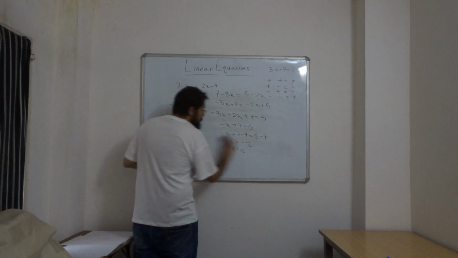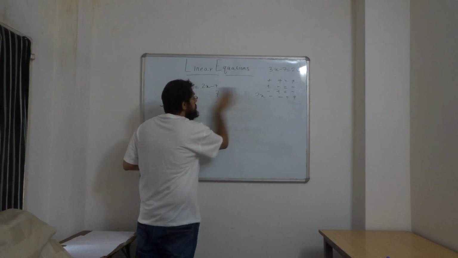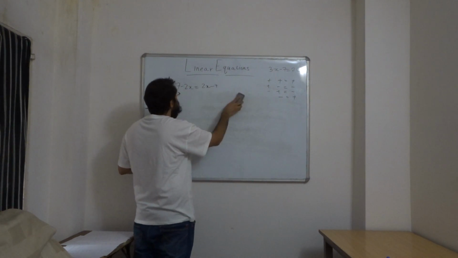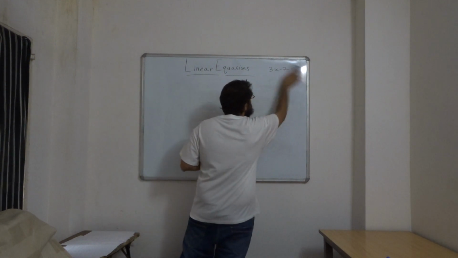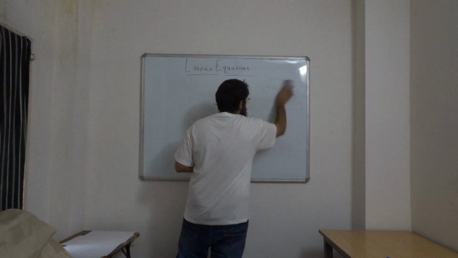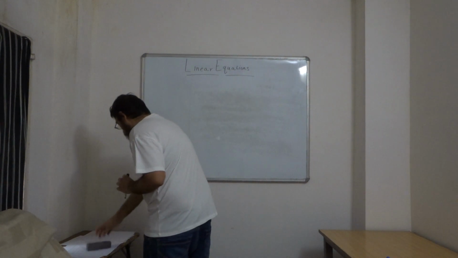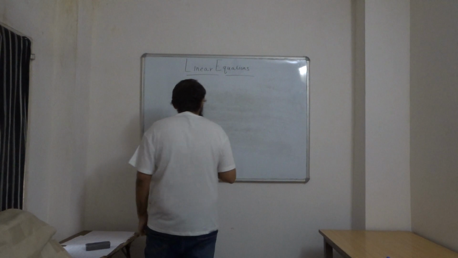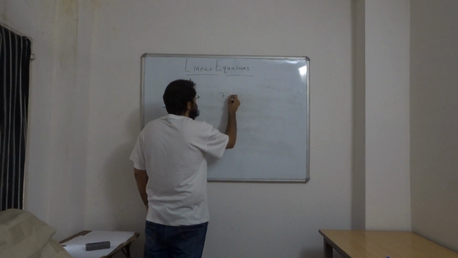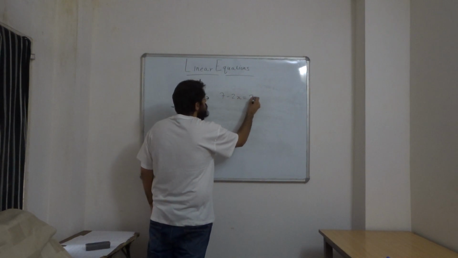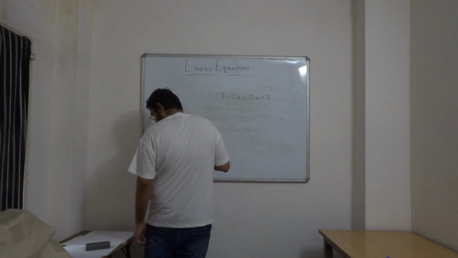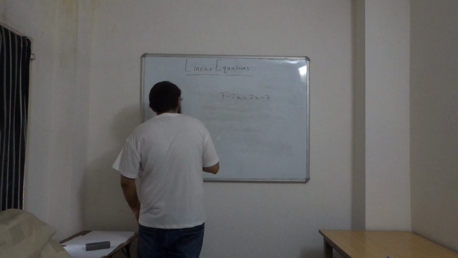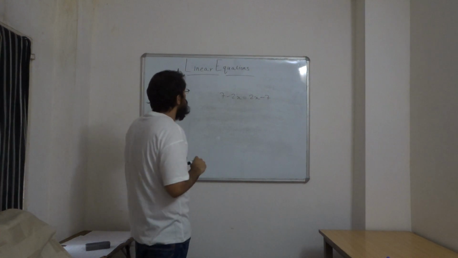So let me now erase this. I'll write it again. I should have just written it up there. Anyways, okay. So 7 minus 2x is equal to 2x minus 7. Is it? Yes, guys. This is what it is.